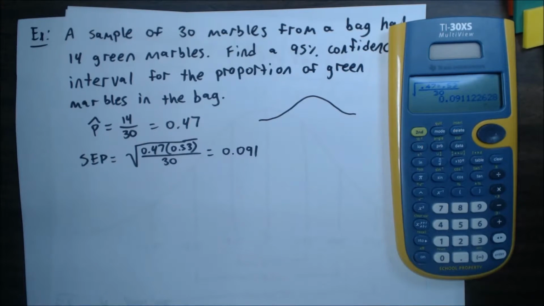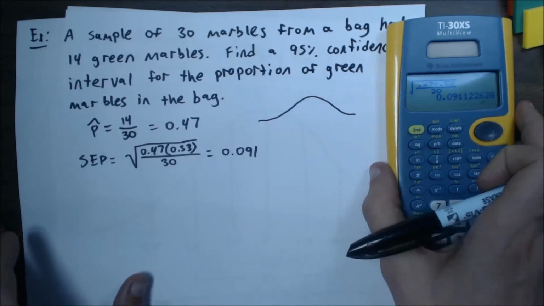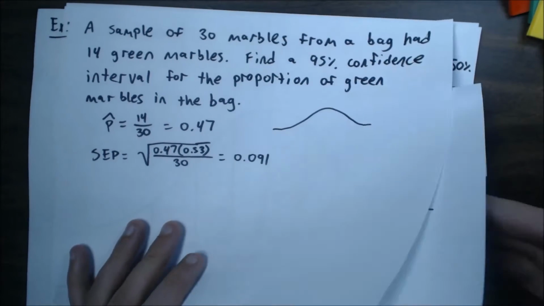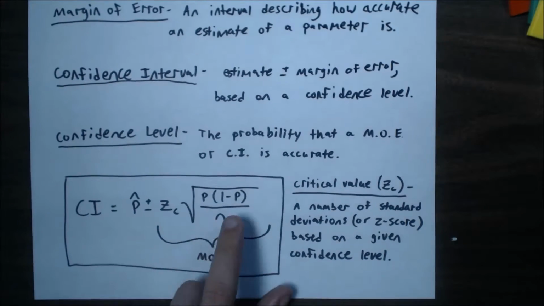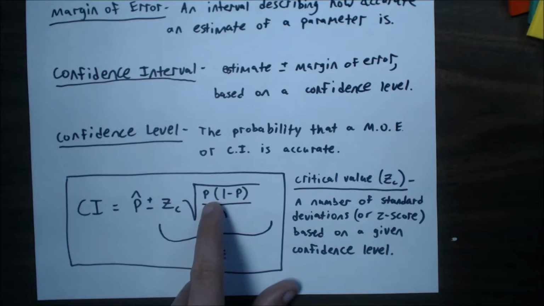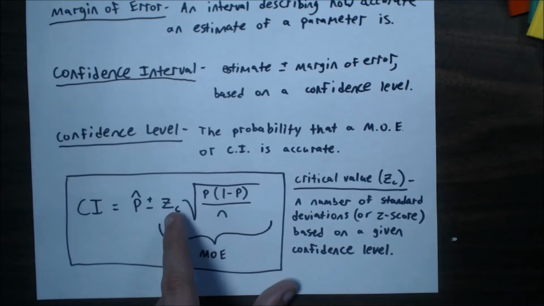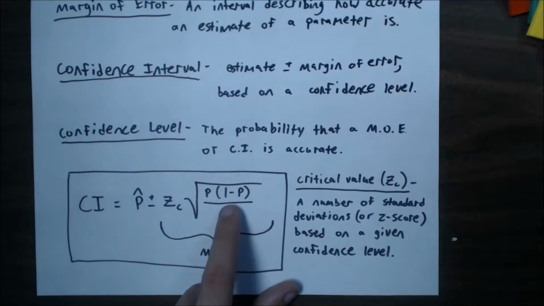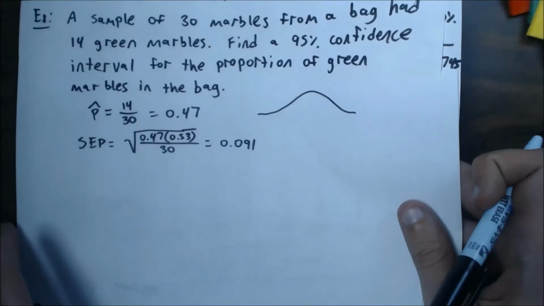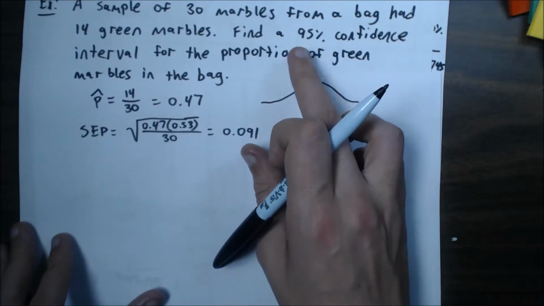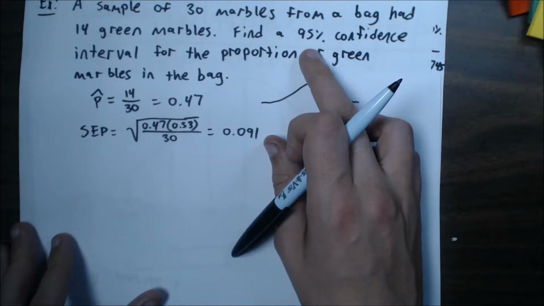Okay, that's our SEP. The next thing we need to do is figure out, looking back at our formula, we know this now. We found p hat, which we had to use since we don't know the actual population proportion. We found this whole part here, which is the SEP. The next thing we need to figure out is the critical value, and that's based on 95%. They said they wanted a 95% confidence interval.